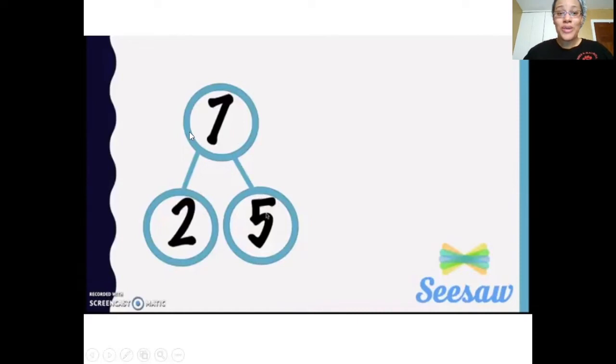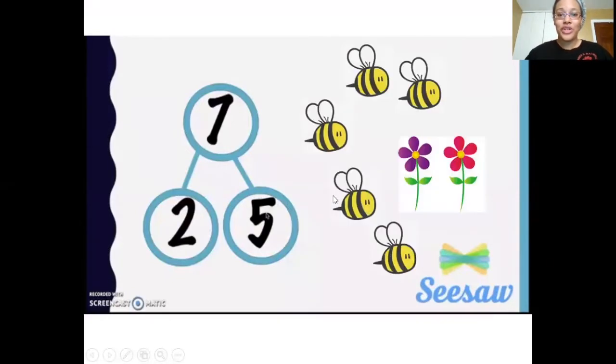So our whole was 7, and it was broken into 2 and 5. So you were asked to draw a picture to tell a story about our 2 parts. Here's a story. I see flowers and bees. I see 2 flowers and 1, 2, 3, 4, 5 bees. Yep, they match our number bond. So if they have 5 bees and 2 flowers, I should have 7. 5, 6, 7. That's right.